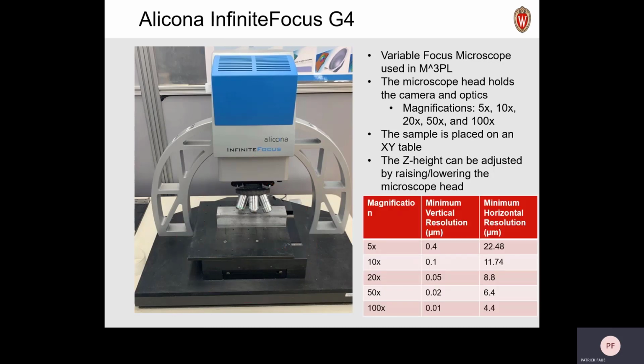And what you can see here is basically the minimum vertical and horizontal resolutions that we can obtain with this microscope. As you can see, they're very, very small, much smaller than a human hair for the vertical resolution, for example.